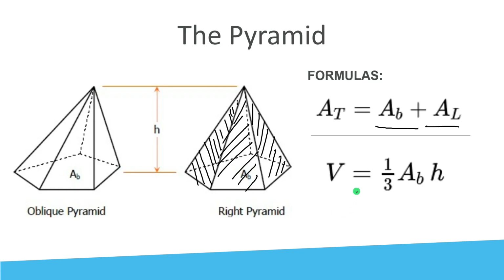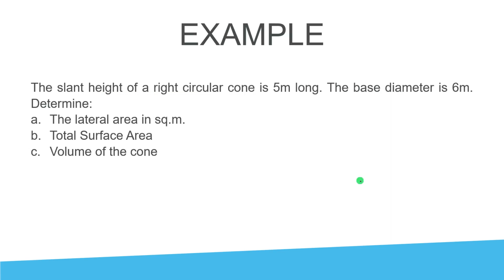For the volume, take one third of the area of the base times height. Okay, let's answer this example. The slant height of a right circular cone is 5 meters long. The base diameter is 6 meters. Determine the lateral area, the surface area, total surface area, and the volume of the cone.